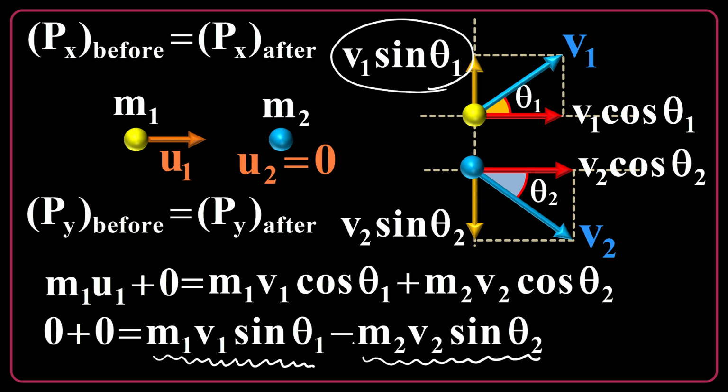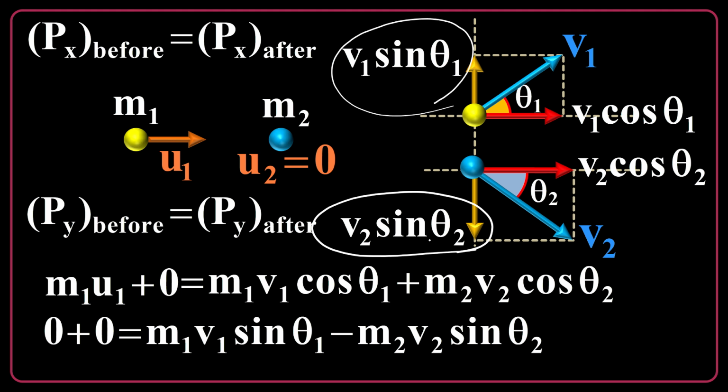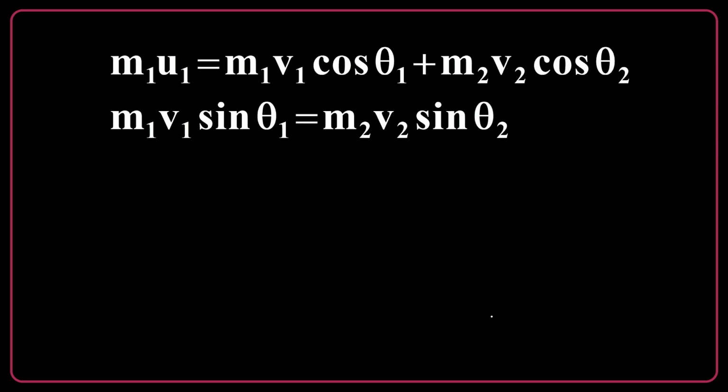Notice that here I have a negative sign, and the reason is that, as you see in this case, V2 sine theta 2 is downward. So if I select the vertical upward direction to be positive, downward will be negative, so I have to use a negative sign here. Okay, so far we have already generated a couple of equations according to the horizontal momentum conservation and vertical momentum conservation.